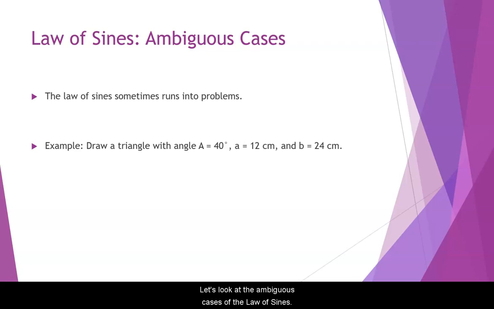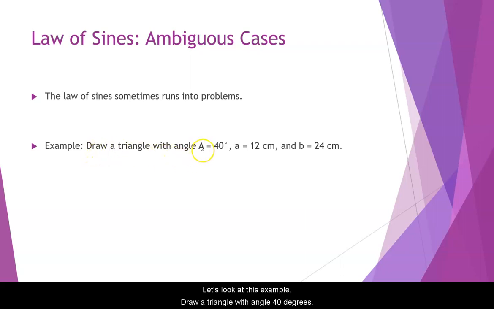Let's look at the ambiguous cases of the law of sines. The law of sines does work for every triangle, whether or not it's a right triangle, but it does sometimes run into a problem that you just have to be aware of. Let's look at this example.